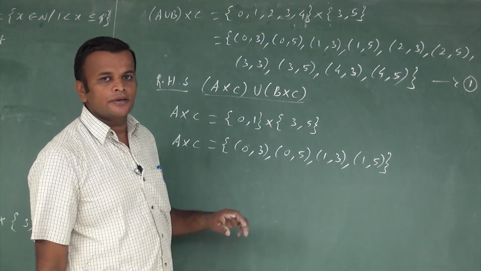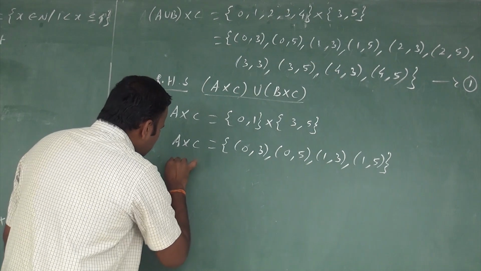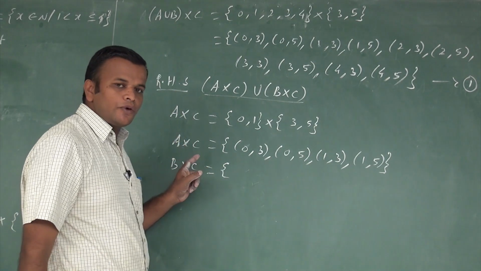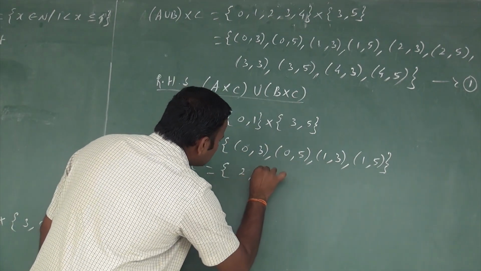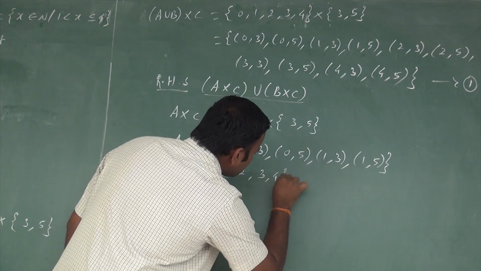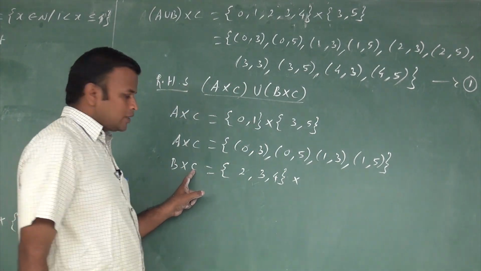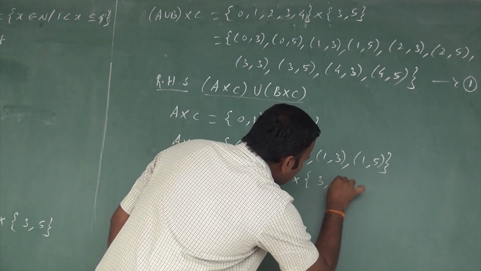Next we find B cross C. What are the elements of B? The elements of B are 2, 3, 4, cross C. The elements of C are 3 comma 5.